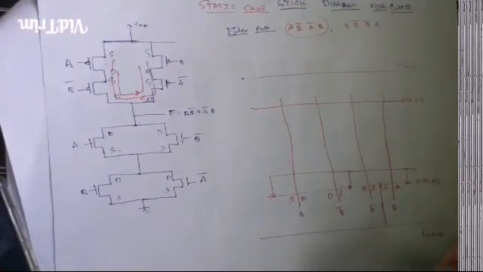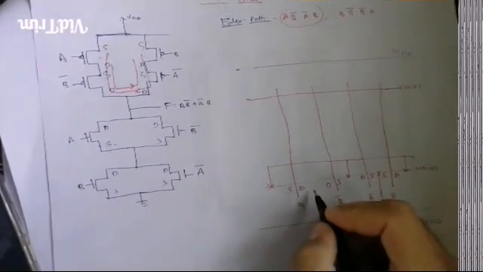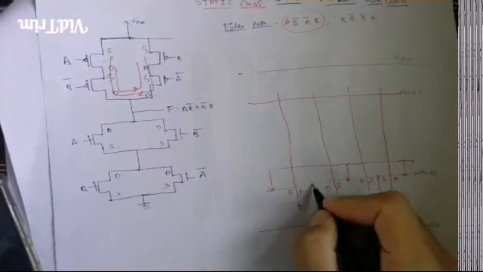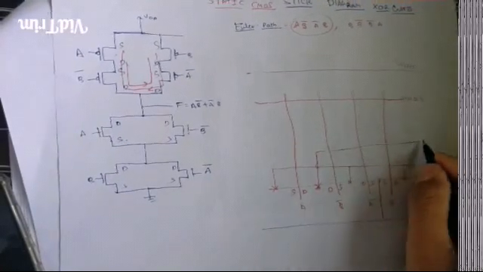Okay. Now for the output, we have to see from where we are getting the output. We are getting the output from this terminal, the drain of A and the B bar. We are making a connection and we are making it to the output terminal.